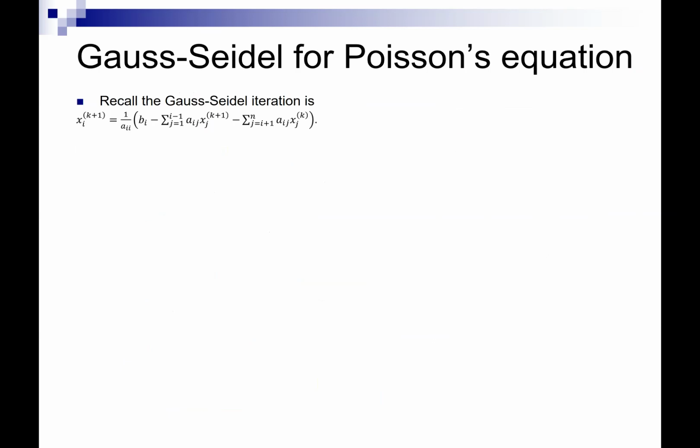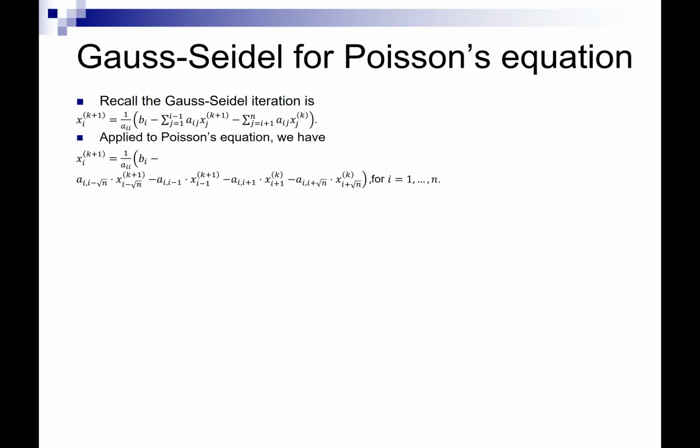Okay, now we're going to apply the Gauss-Seidel method in this case to solve Poisson's equation. Here I've rewritten the Gauss-Seidel method, and when you apply this to Poisson's equation, you get this. Here I'm just plugging in these values.